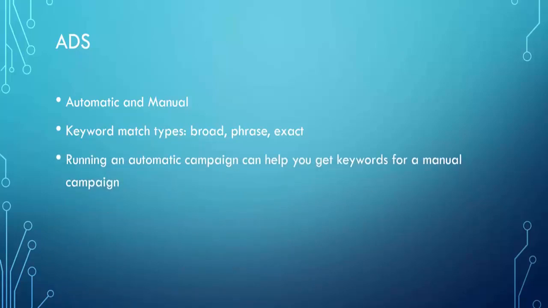Running an automatic campaign can help you get keywords for a manual campaign. So if you have no idea where to start with keywords, then running an automatic ad and then getting the report for those keywords might be a good way to help you get set up for a manual campaign. There's also another video in this series that talks about how to find keywords.